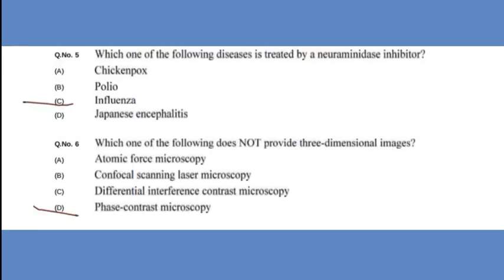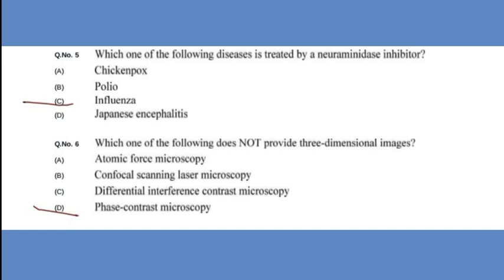Then the next question: which one of the following diseases is treated by a neuraminidase inhibitor? The neuraminidase inhibitors are a class of drugs which block the neuraminidase enzyme. They are commonly used antiviral drugs against influenza. Viral neuraminidases are essential for influenza reproduction and facilitate viral budding at the time of reproduction. Viral budding from a host cell is necessary for a lytic cycle.